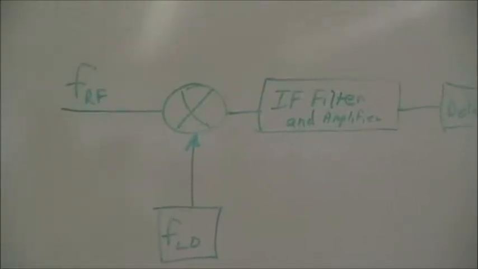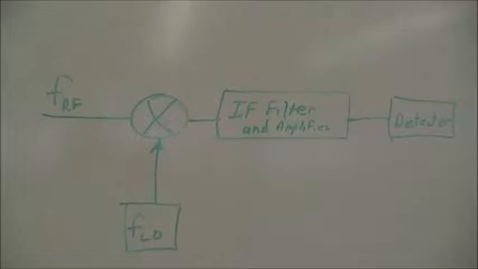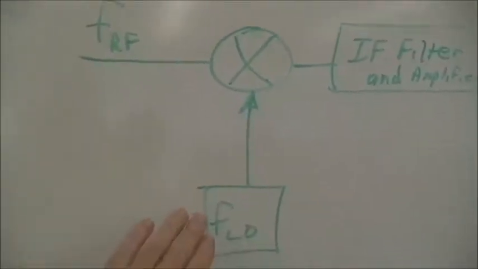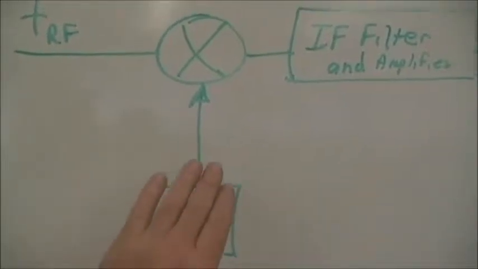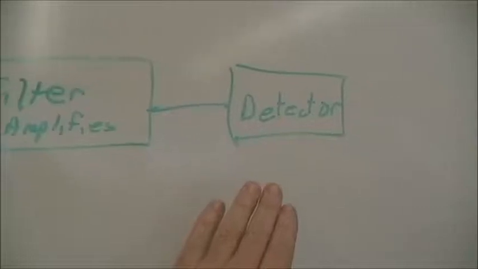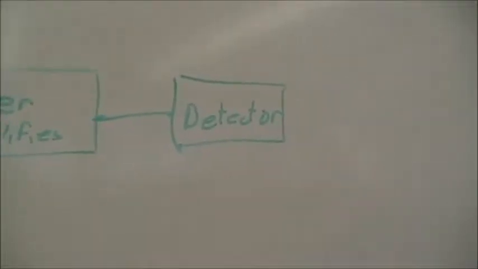Here's our AM receiver block diagram, where we have the RF signal coming into the system. It is mixed with a local oscillator signal, put through an IF filter and amplifier system, and then detected. And of course, audio comes after that.